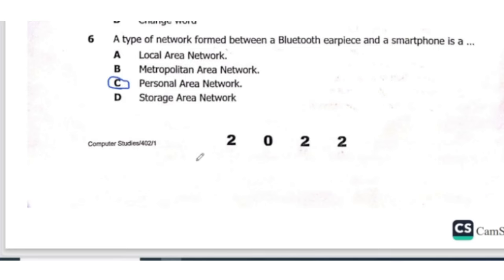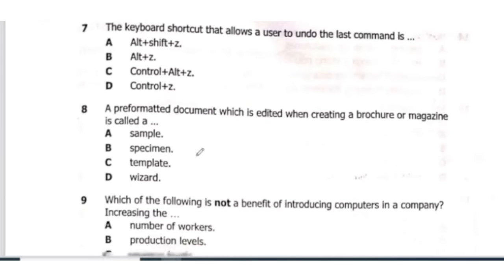Okay. All right, we go to question number 7, which is the keyboard shortcut that allows a user to undo the last command. The correct answer is Control Z. Okay, so that's the correct answer. The others won't help, they won't allow you to undo the last command. The one when you place Control plus Z at the same time is going to undo the last command.